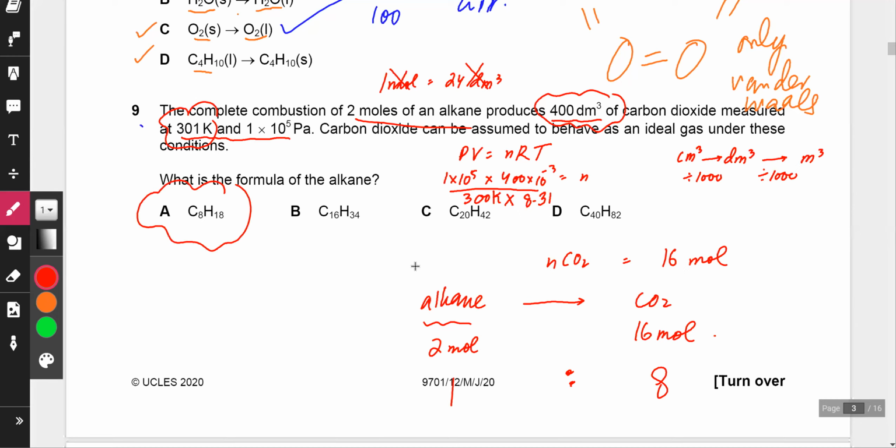One alkane is going to be producing 8 carbon dioxide molecules. And the only way one molecule of alkane can produce 8 carbon dioxide molecules is if it has 8 carbons in the formula. So the answer is definitely going to be A. Is that clear?